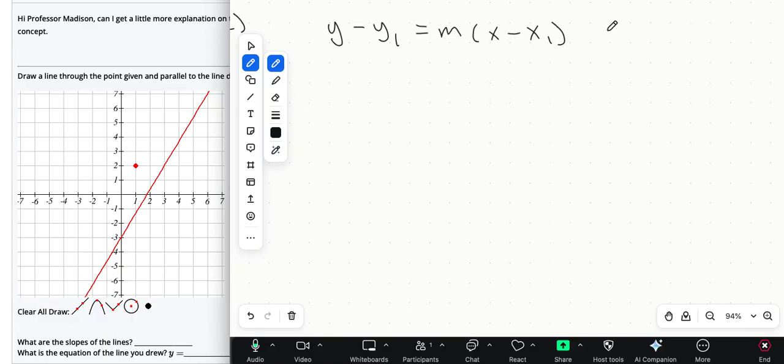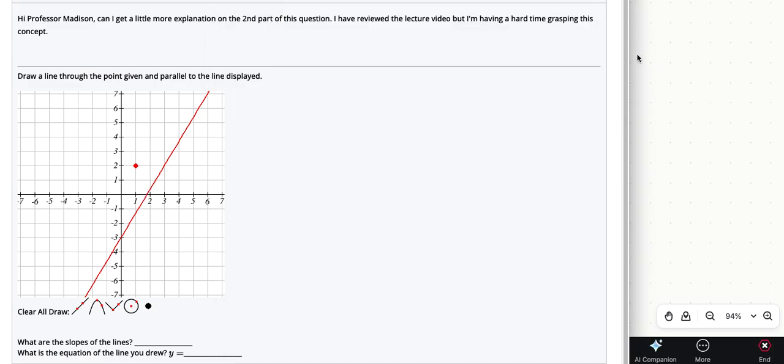So we'll do the same thing. And in this case, the x1 and the y1 are our point, and the x and the y are going to be the variables in the equation. So this would look like y minus y1, which was 2, equals m, which was 5/3, and then x minus x1, which was 1.